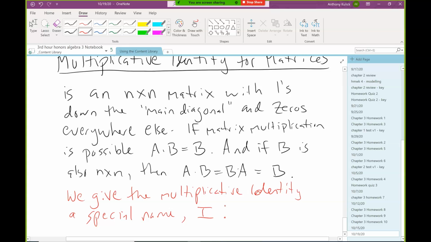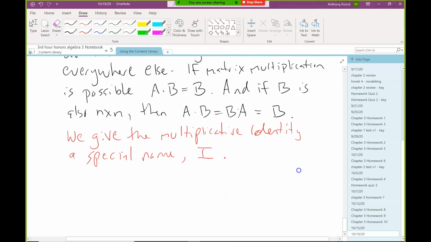So for example, the multiplicative identity for 3 by 3 matrices would look like this. When I say ones down the main diagonal, I'm just talking about the longest diagonal starting in the left-hand corner. And so the 4 by 4 version would look like this. I hope you get the idea from there.